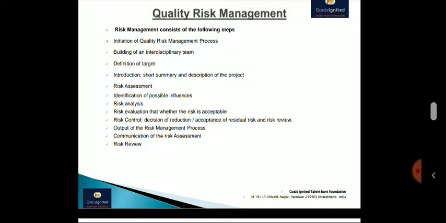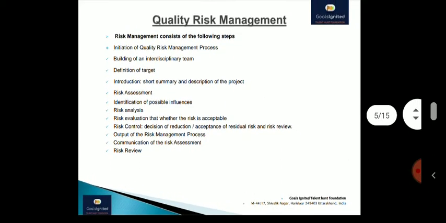Then we come to risk control, the decision on reduction or acceptance of the residual risk, or risk review, the output of the risk management process, then communication of the risk assessment, and finally risk review. The same as the previous flowchart I just showed. There is a risk assessment, then risk control, and then risk review.